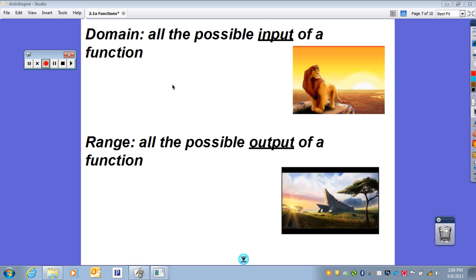As a definition, the domain is all the possible inputs of a function, and the range is all the possible outputs of a function. Domain and range. Domain is the x values, the input. Range is the y values, the output.